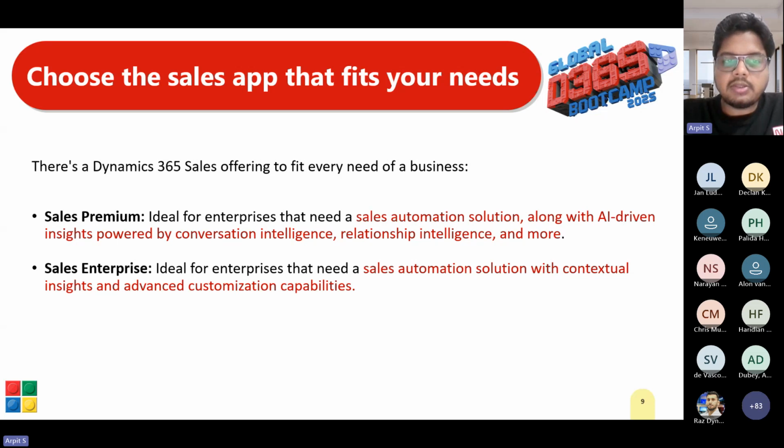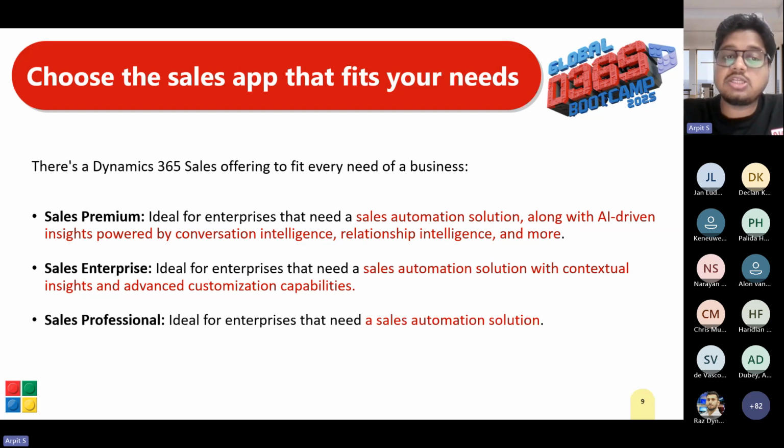Sales Enterprise is for the enterprise that needs sales automation with contextual insight and advanced customization capabilities. And the third option is Sales Professional. Okay, and this is only ideal for the enterprise that is looking for only sales automation, right? So if you have a very small enterprise or small organization, if you are implementing the sales process for a small organization, you can go for Sales Professional.